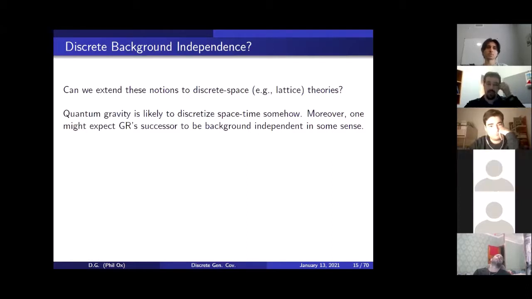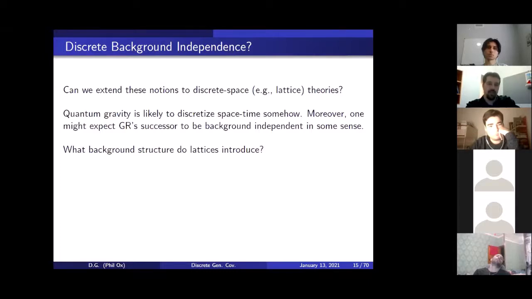And more, but one might expect that GR's successor should be background independent, whatever that ends up meaning, right? So we'd be interested in what a discrete type of background independence is. Lots of people, from loop quantum gravity to causal set theory, would all care if we had a good definition of that.